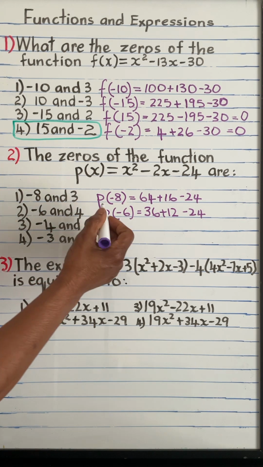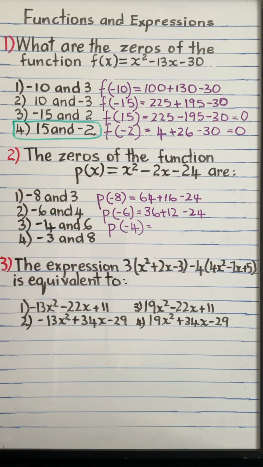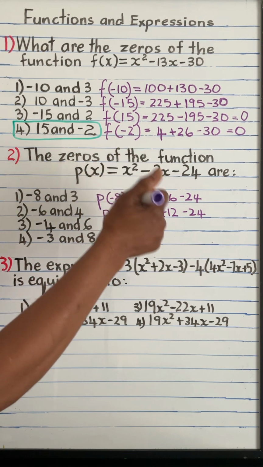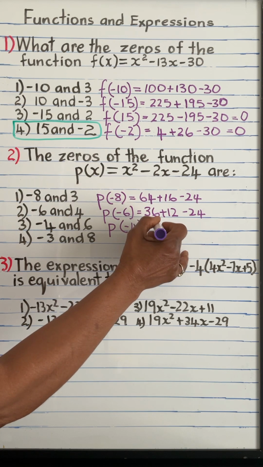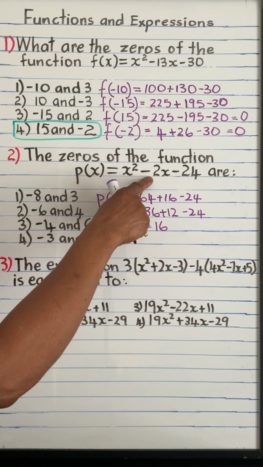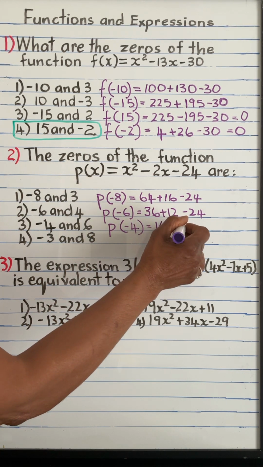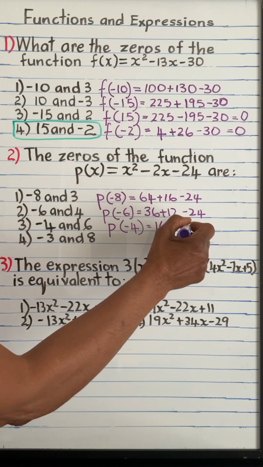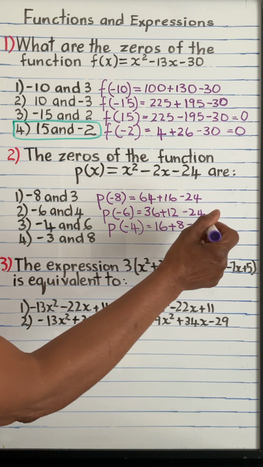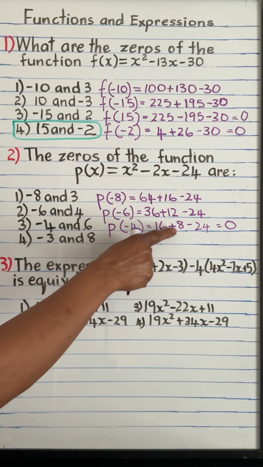Let's do negative 4. p(-4). Negative 4 squared is equal to 16. Negative 4 times negative 2, positive 8. And we have our minus 24. And when we simplify, this is equal to 0. So we know that negative 4 is a zero value.